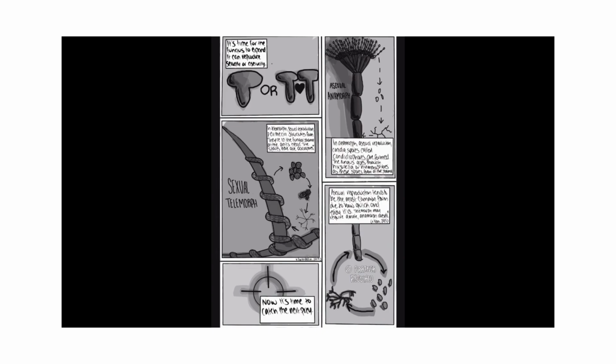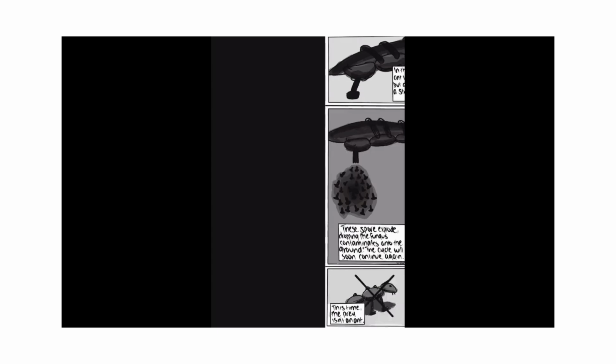In teleomorph sexual reproduction, perithecia structures form. They're in the fungal stroma at the ant's head. The spores here are ascospores. Asexual reproduction tends to be the most common form due to how quick and easy it is. Teleomorph may require a mate, anamorph doesn't. Now it's time to catch the next prey.